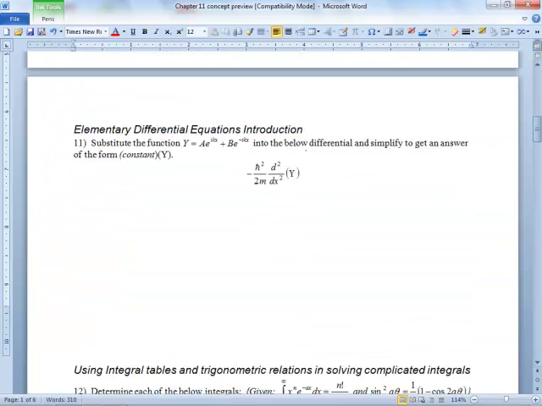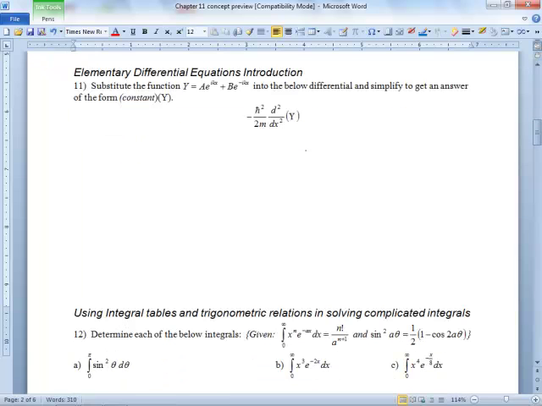Okay. Differential equations, who knew? All right, this is a whole new course. So I'm not going to teach you or introduce you to all types of differential equations, just the ones that you're going to see. But if you can take a derivative, you can do integrals, you can do this stuff. I mean, it's really the same. You just have to know how to take derivatives. Substitute the function y equals ae to the ikx plus be to the negative ikx into the below differential equation and simplify it to get an answer.